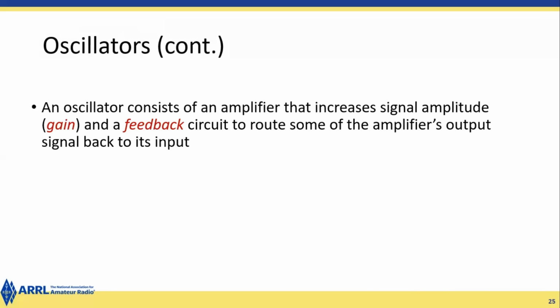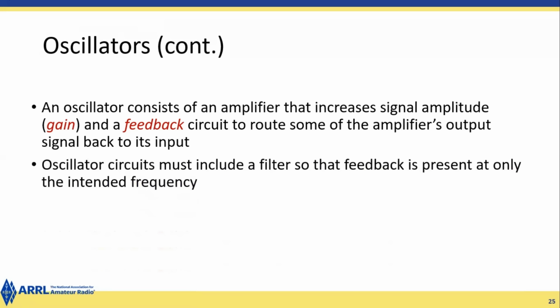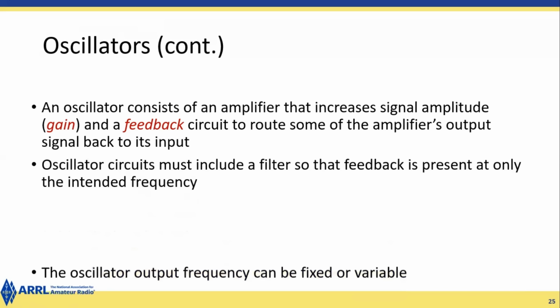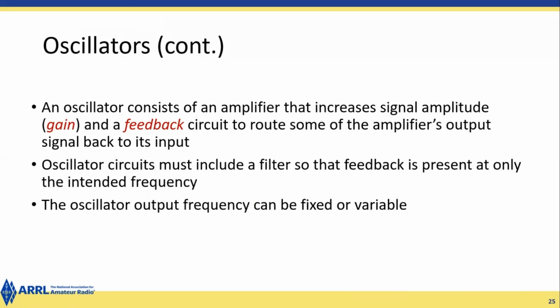An oscillator consists of an amplifier that increases signal amplitude gain and a feedback circuit to route some of the amplifier's output back to the input. Oscillator circuits may include a filter so that the feedback is present at only the intended frequency. The oscillator output frequency can be fixed or variable.